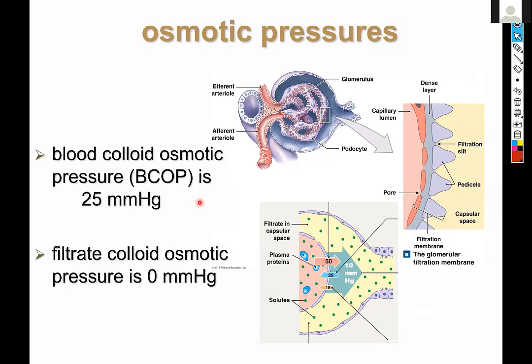But we can't ignore osmotic pressure, so we have to look at that as well. So the blood colloid osmotic pressure, assuming normal, is 25 millimeters of mercury. The filtrate colloid osmotic pressure, by comparison, is 0. So although there are solutes in it, they're not in an amount that's appreciable compared with the high solute activity in the blood. So 25 versus 0.